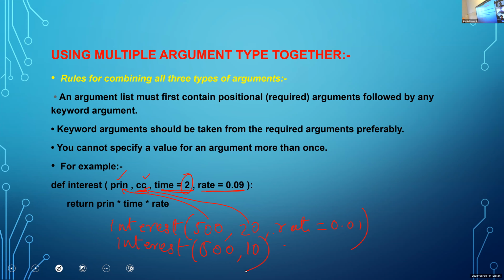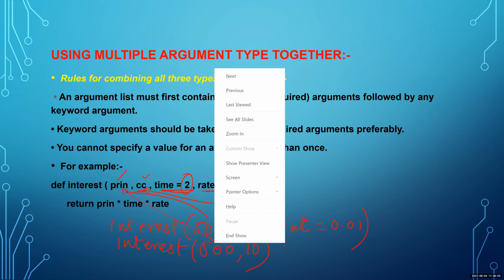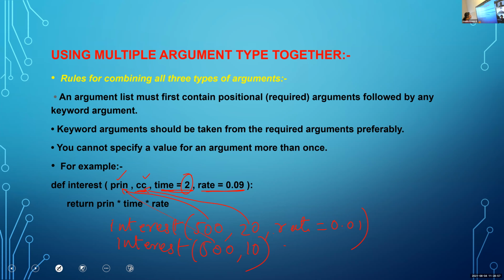Diya? Valid. Because 500 is assigned to principal amount, that is the first value. Second value is assigned to CC. Then what is the value of time and rate? Time and rate are default arguments. So it will take the default value assigned here. That is, the value of time is 2 and the value of rate is 0.09. Is it clear, Aryan?